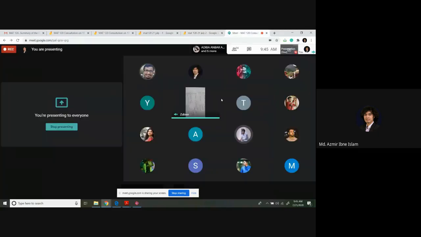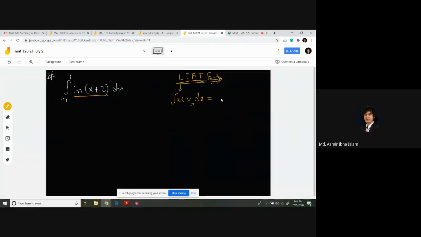Can anyone guess? 1, sir. V part will be obviously 1. So here we have ln x plus 2 times 1. We are considering that we also have a v, but v is 1. Now ln is logarithmic and 1 is algebraic, so definitely u will be this one and v will be this one. Now try to solve this way: integration of uv is u times integration of v dx, negative integration of differentiation of u times integration of v dx. Is that okay, Jubair?